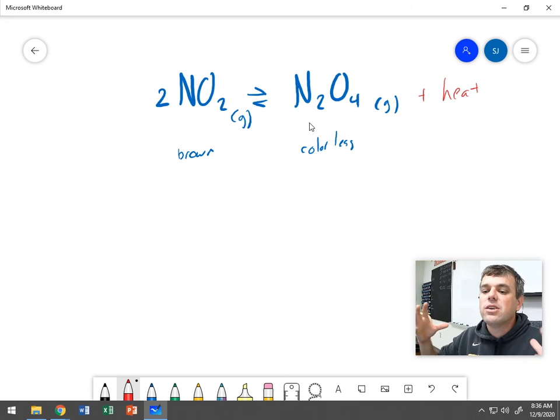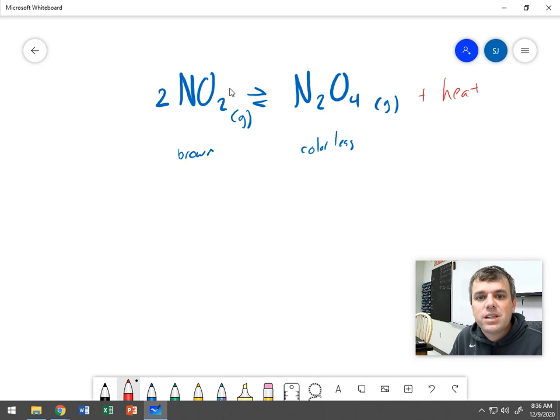If we decrease the pressure in the container, the reaction would run the opposite direction to try and produce more gas molecules, because as you go from N2O4 to NO2, you double the gas molecules, basically double the pressure. The reaction would run in reverse towards the reactant side to try to bring the pressure back up.